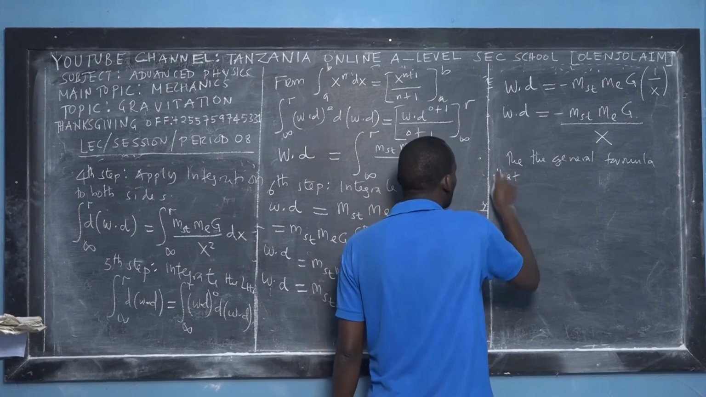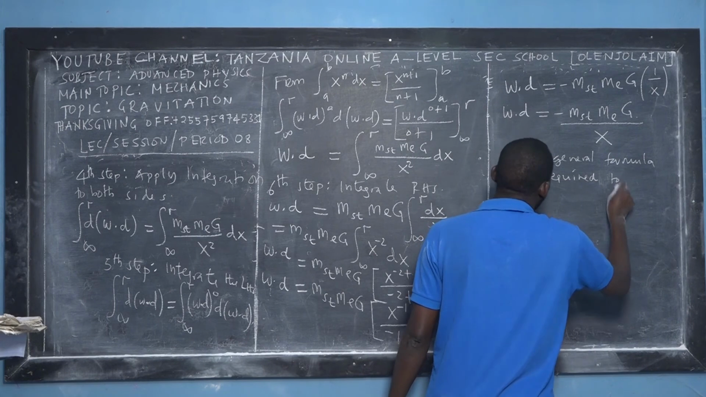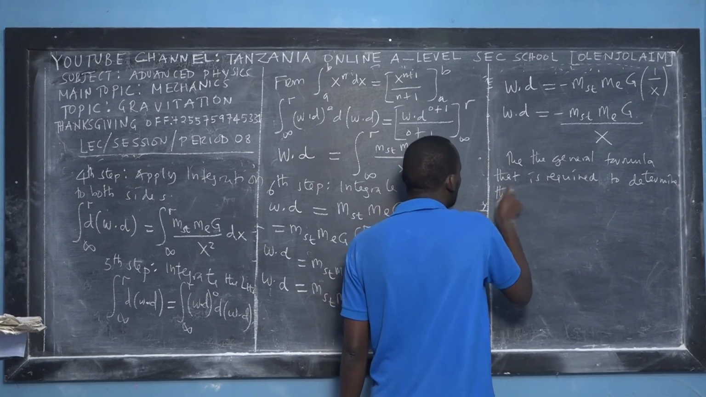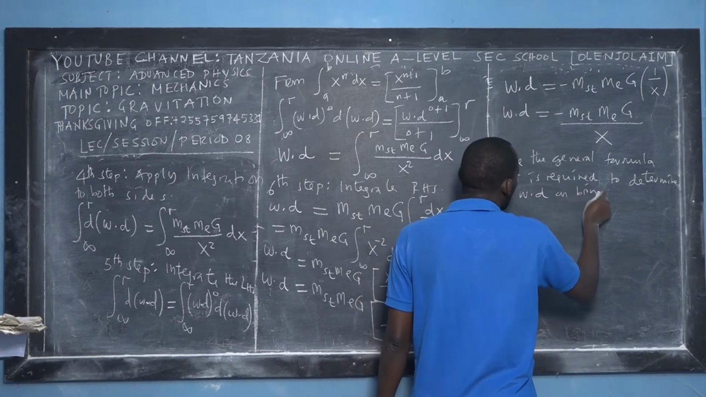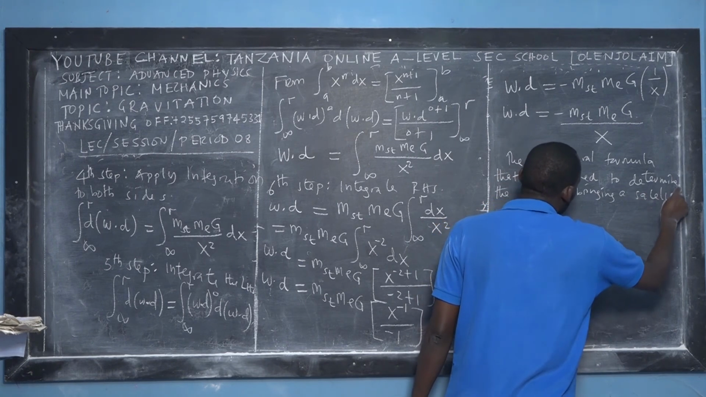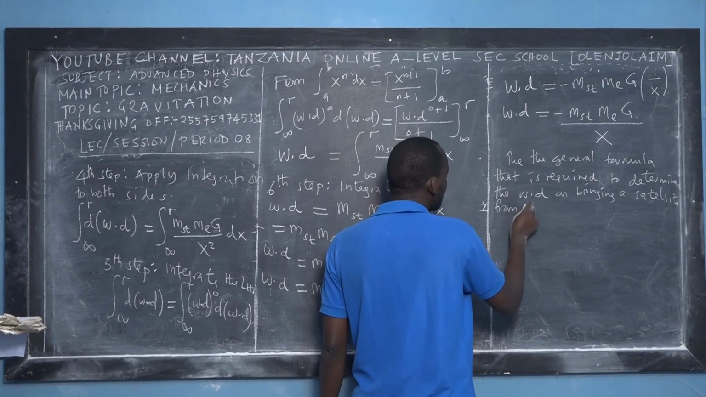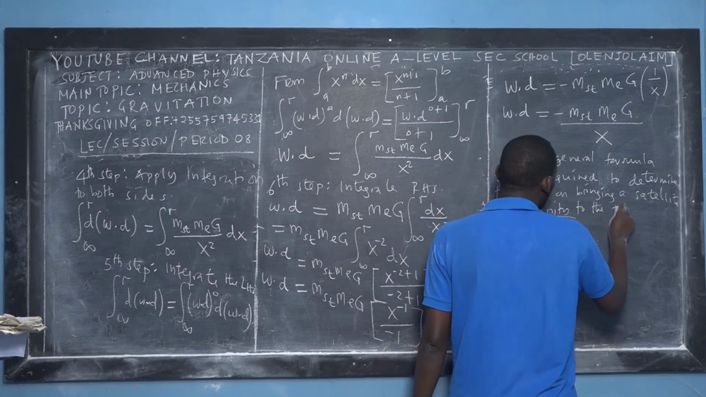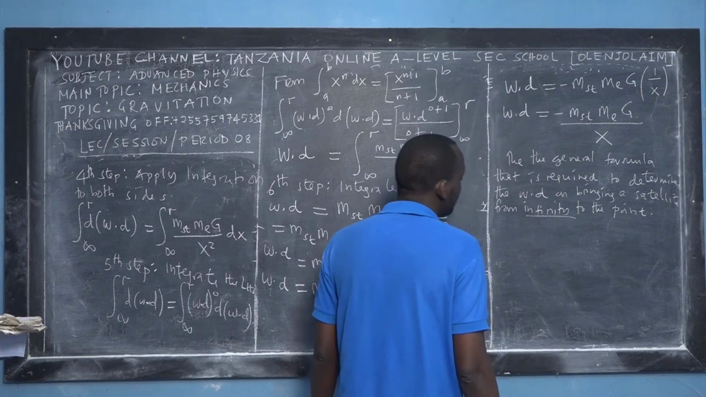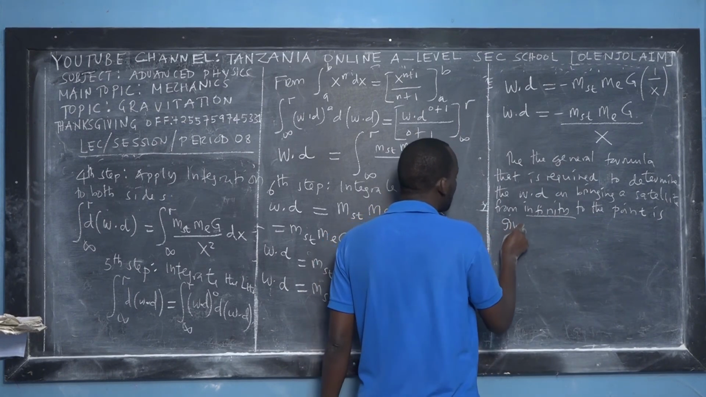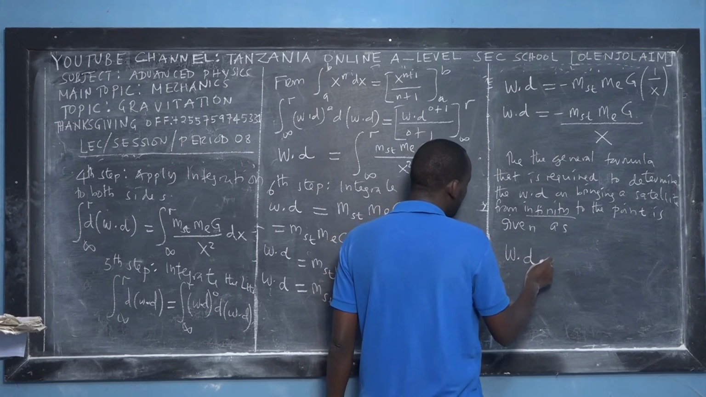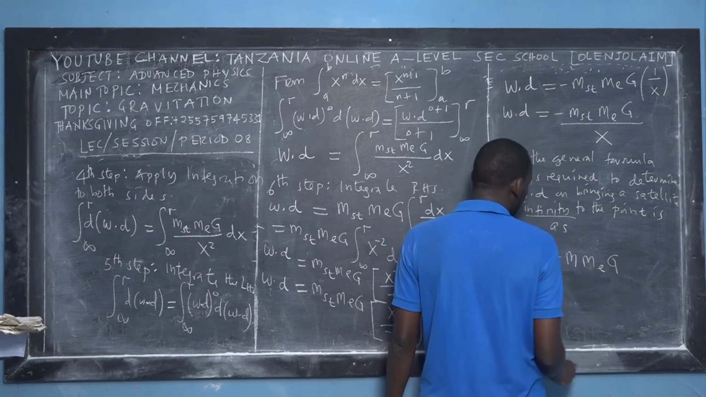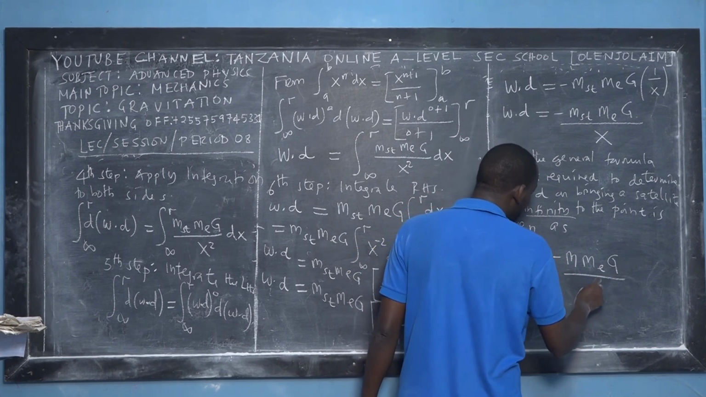So the general formula required to determine the work done on bringing the satellite from infinity to the point is given as: work done is equal to negative mass of the satellite, mass of the S, universal gravitational constant, and this distance, if it is r, then over r.